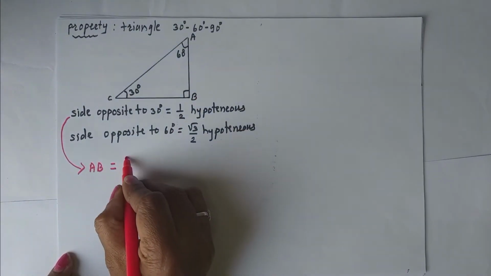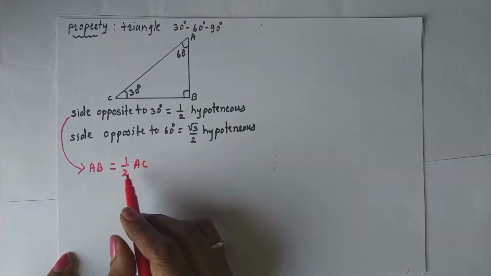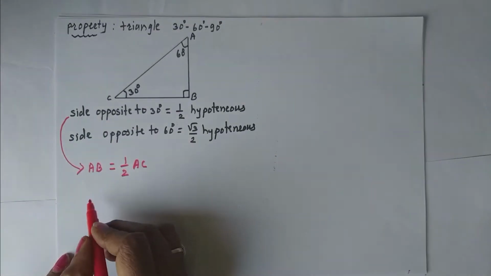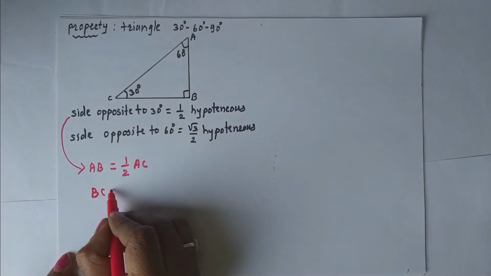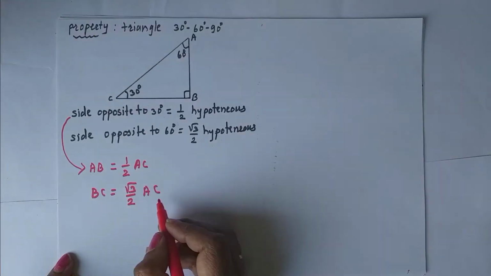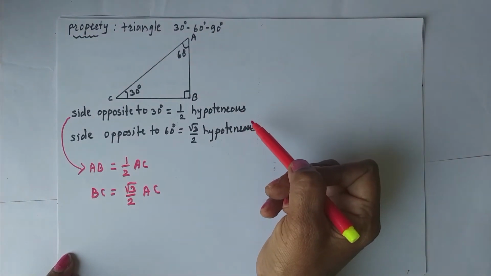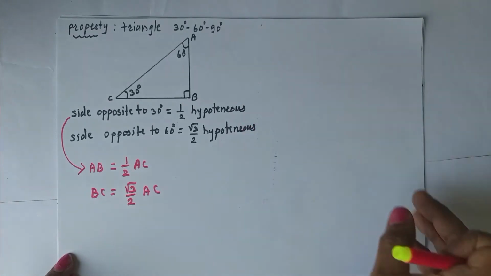And this is half times hypotenuse. Hypotenuse is AC. Okay, and see here, the side opposite to 60 degree. Opposite to 60 degree is what? BC. That is root 3 by 2 times hypotenuse. You remember this property. If this property is known to you, then it is very easy to find values of x and y in this triangle.